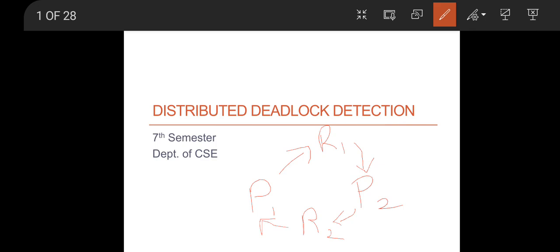Now, this is a deadlock condition because P1 needs R1 to finish its execution. Similarly, P2 needs R2 to complete its execution, and both R1 and R2 are not free. They are being held by another process which is also waiting for some resource to be available. Now, this is a circular wait condition wherein the processes P1 and P2 are waiting in a cycle.